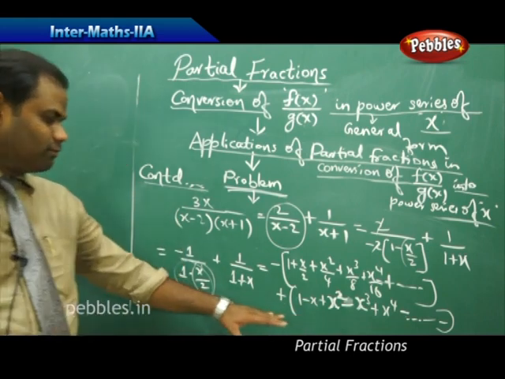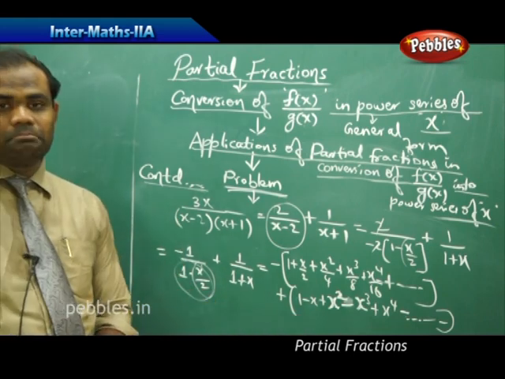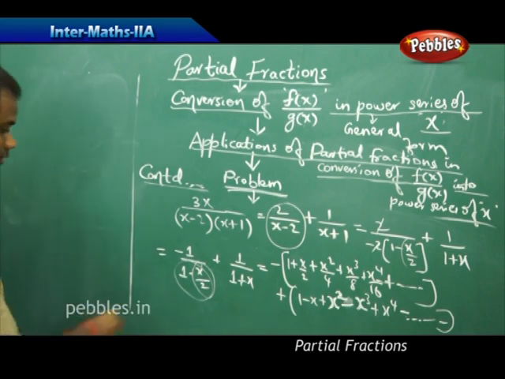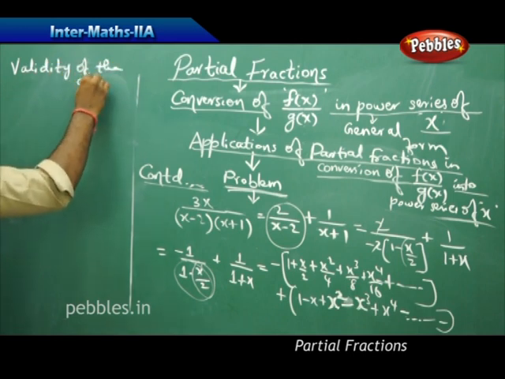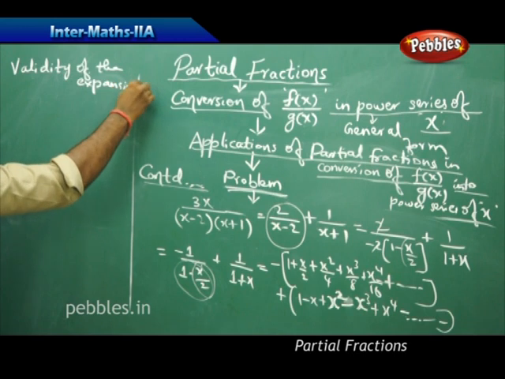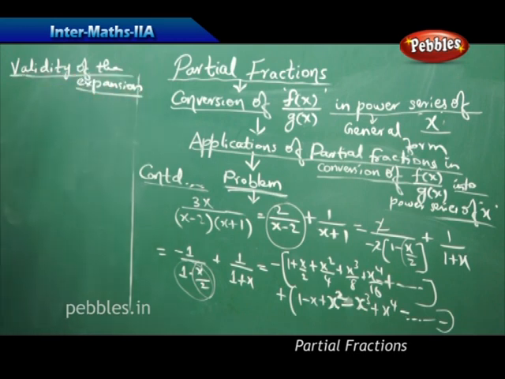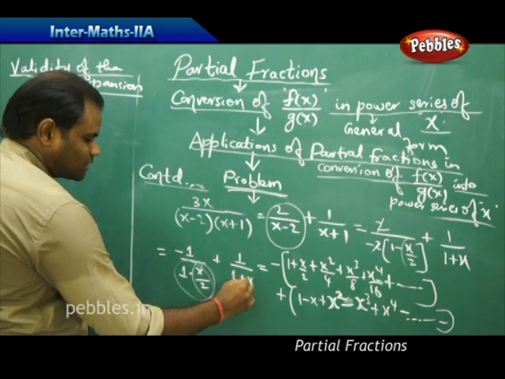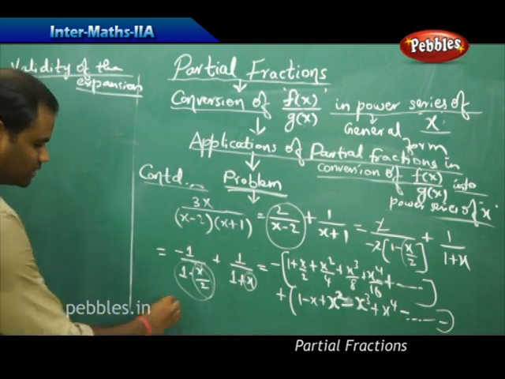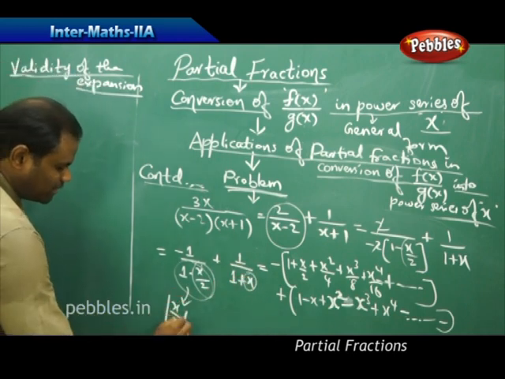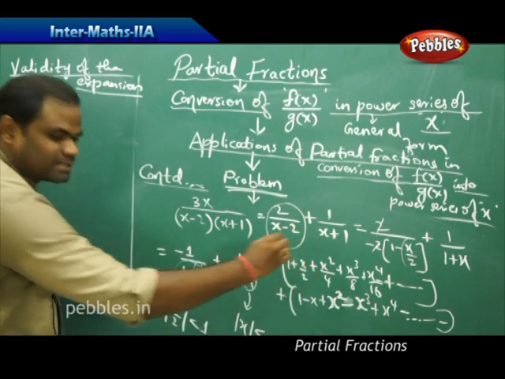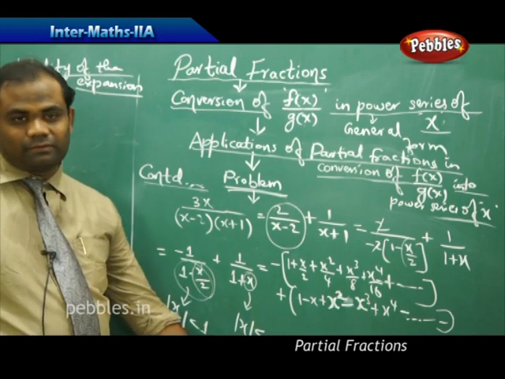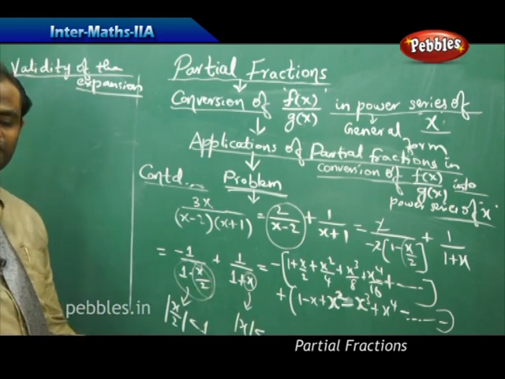Now in this case of the problem, at this stage it is very important to validate the expansion. So let's see how we can validate the expansion. Validity of the expansion. Now here I have two expansions which we have taken. One is 1 by (1 minus x by 2) and one is 1 by (1 plus x). So in this case, mod x by 2 is less than 1, and in this case mod x is less than 1, the two cases which we have for the first expansion and the second expansion.